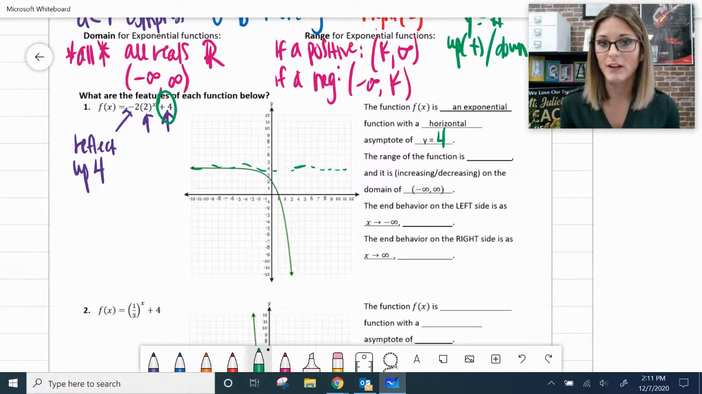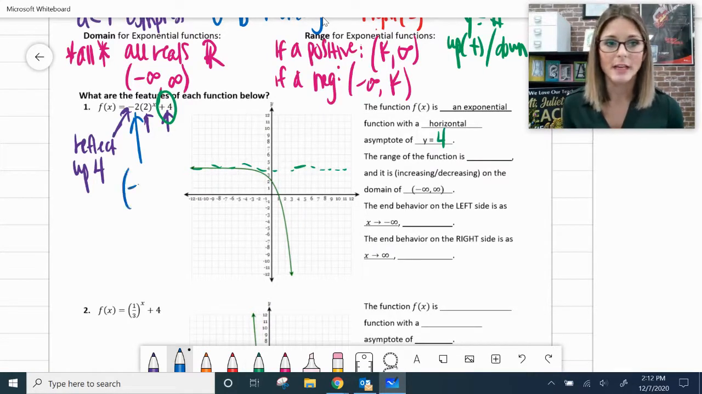The range of the function is, now what did I say about range? It's going to be whether your a is positive or negative. On our function over here, a is negative. So our range is going to be from negative infinity to whatever our k value is, which is 4. Negative infinity to 4.